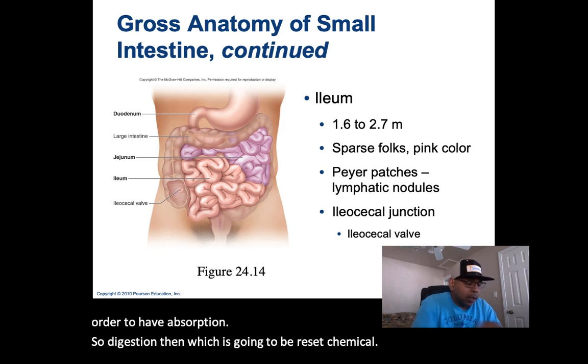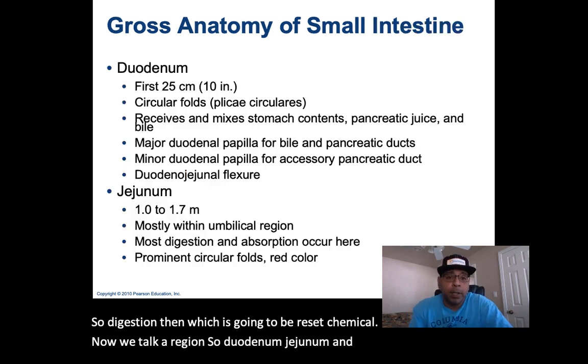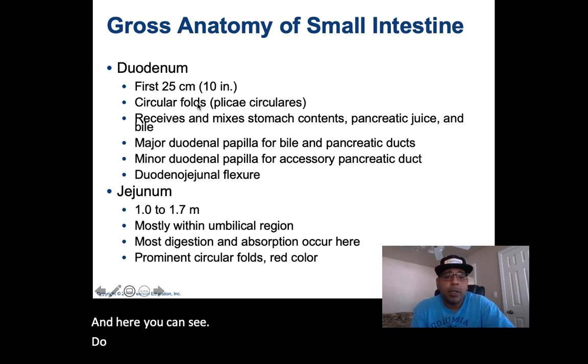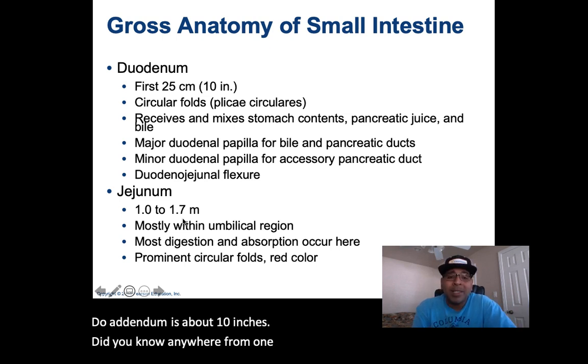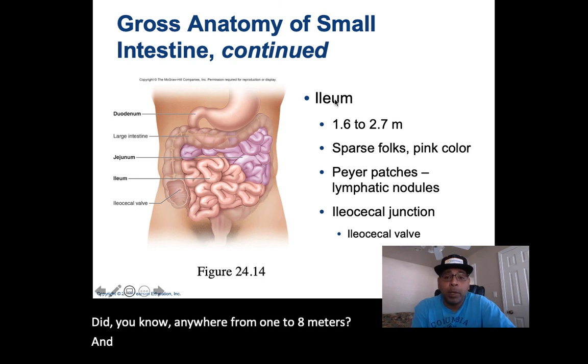Now when we talk regions, there are three different divisions: duodenum, jejunum, and ileum. Duodenum is about 10 inches. Jejunum, anywhere from 1 to 1.7 meters. And then ileum, anywhere from 1.6 to 2.7 meters.